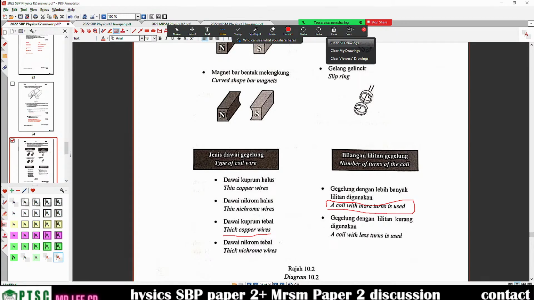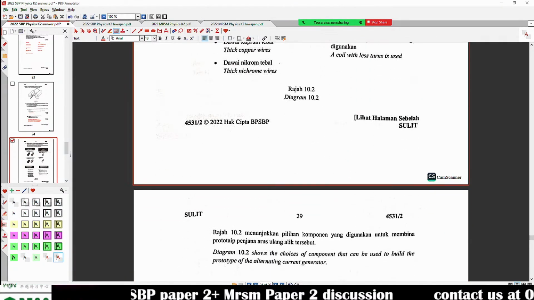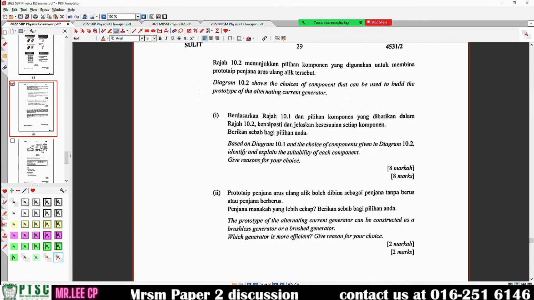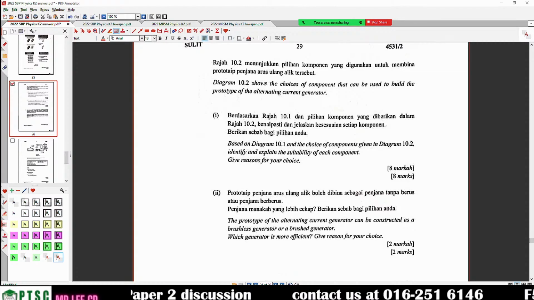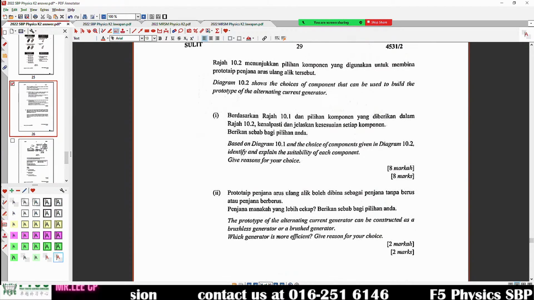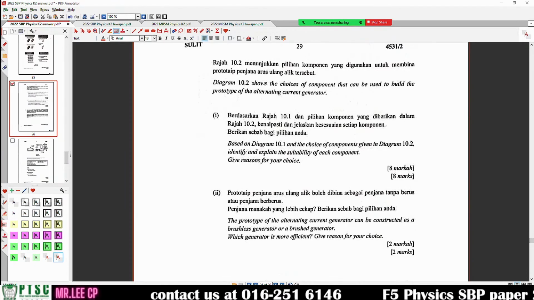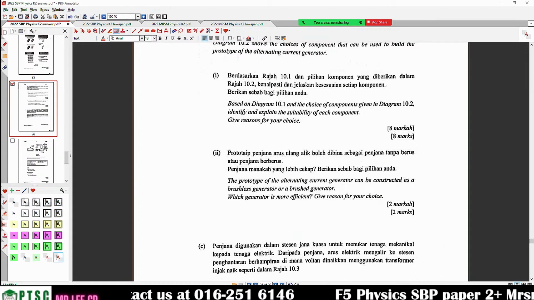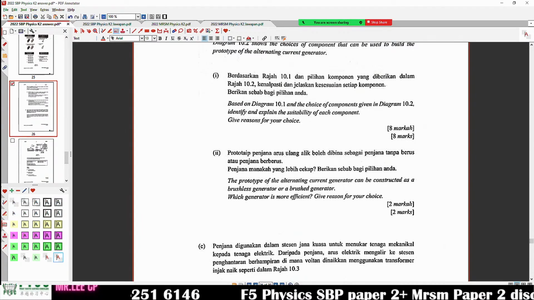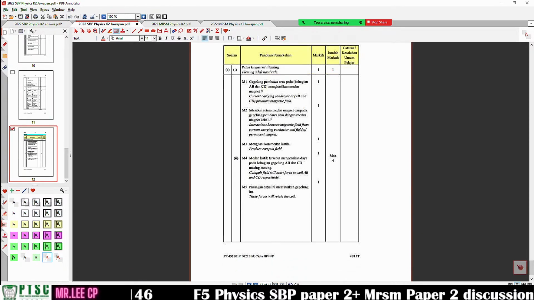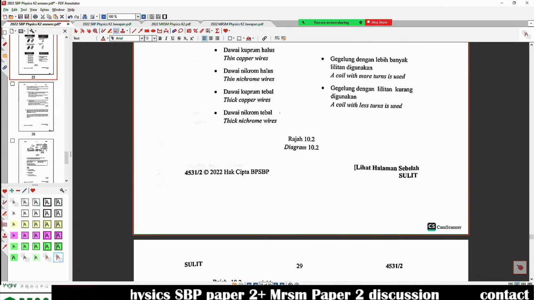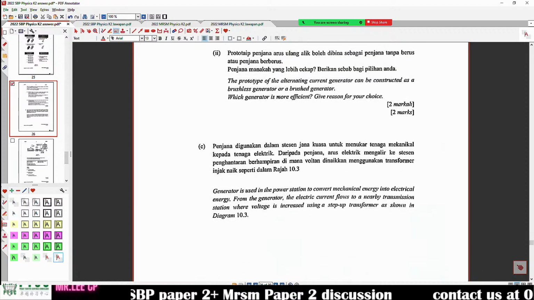So you have to write an essay from here. Diagram 10.2 shows the choice of the components. And then the next one: based on 10.1, the choice of the components given in 10.2, identify and explain the suitability of the component. Give your choice. Give your answer. And then the next one, which generator is more efficient? Give your answer. If not mistaken, this one doesn't have an answer. This one is the last one already. So I have to do it on my own.